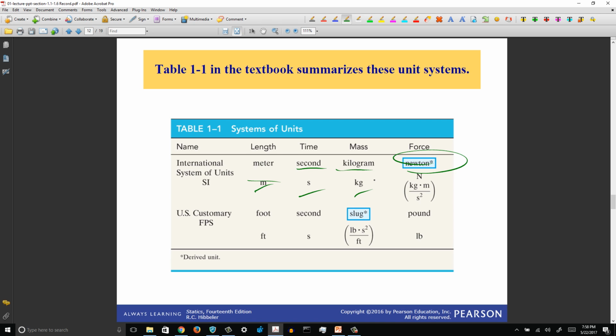Now this unit of force is called a newton, and it is derived from F equals ma. Thus 1 newton is equal to the force required to give 1 kilogram of mass an acceleration of 1 meter per second squared.